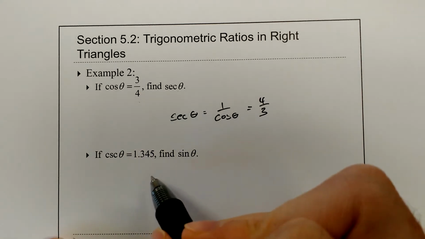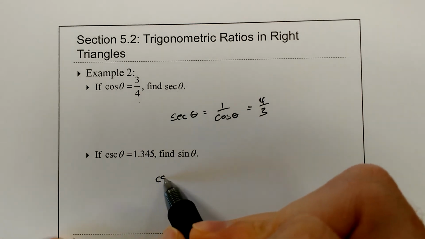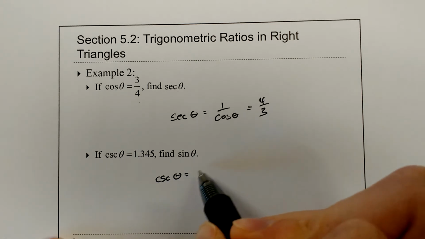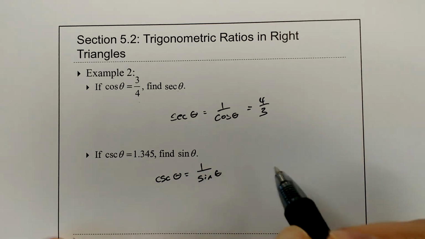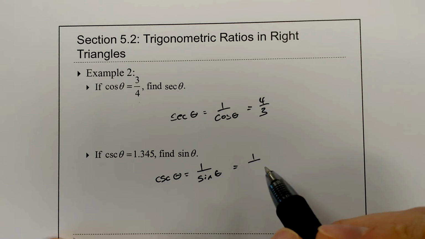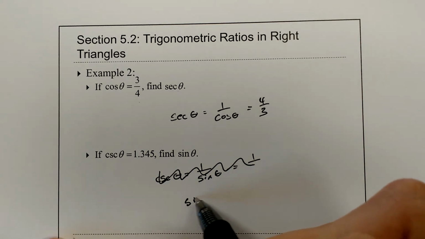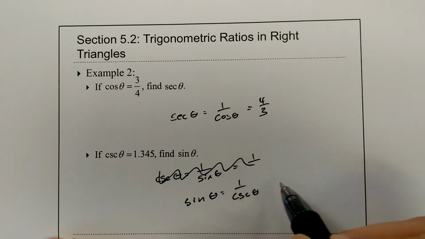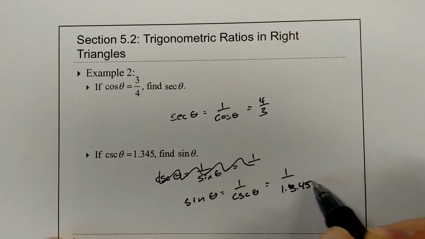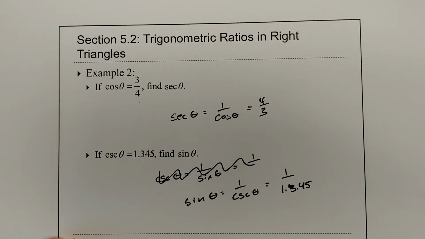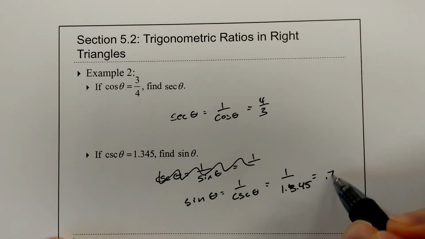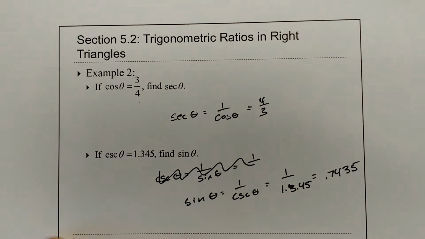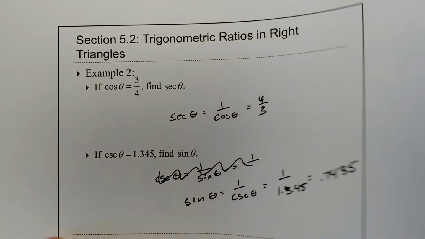Here, if cosecant is 1.345, well, the cosecant is the reciprocal of the sine, so I need the reciprocal of, oops, sorry, did that backwards. I'm looking for sine. Sine is the reciprocal of the cosecant, so I need the reciprocal of 1.345. Yeah, so 1 divided by 1.345. So the sine of theta in this case is 0.7435. You take the reciprocal or divide 1 by the number.